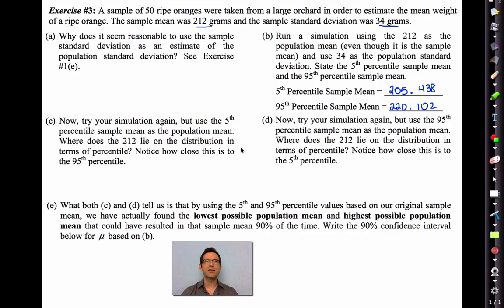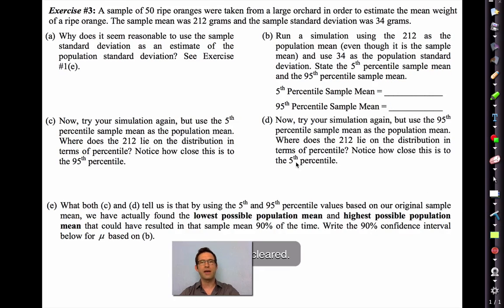But letter C says, now try your simulation again, but use the 5th percentile mean, the 205.438, as the population mean. So I'm going to do exactly the same thing, but I'm going to put that in as my mean, and I want to know where my 212 lies. I want to see how close that lies to, or where that lies in my list. Since I have to pop out, all of this text is going to stay on the screen, so I got to clear it out.